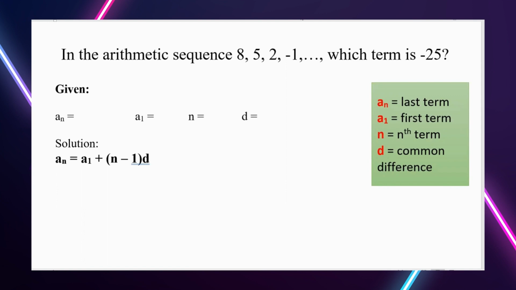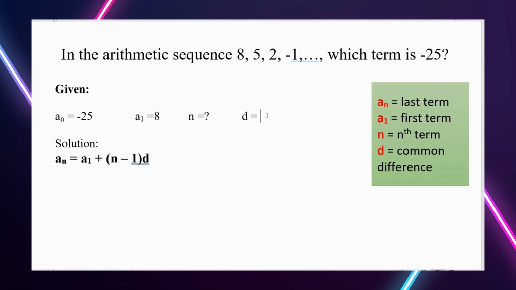Let us identify the given sa ating problem. A sub n is our last term, which is ang last term natin based sa given natin ay negative 25. Our first term of the sequence 8, 5, 2, negative 1: 8 is our first term. Second term is 5 or a sub 2. A sub 3 or the third term is 2. Negative 1 is the fourth term or a sub 4. Nth term, ito yung ating hinahanap, kasi nga, sabing ganon, pang-ilan ang negative 25.